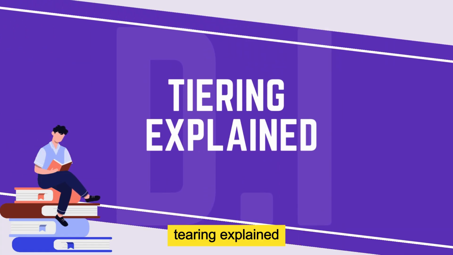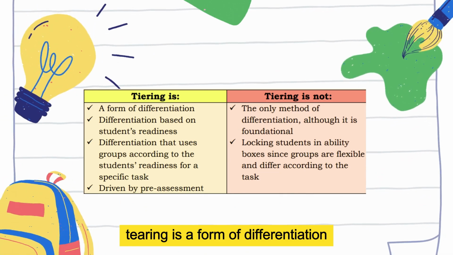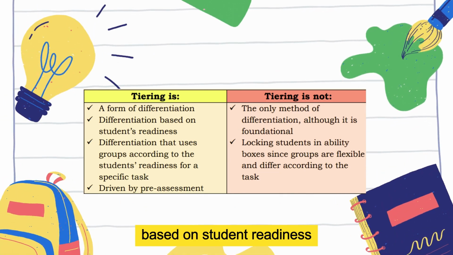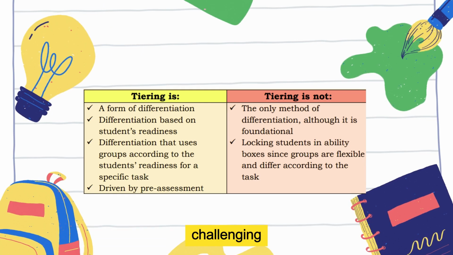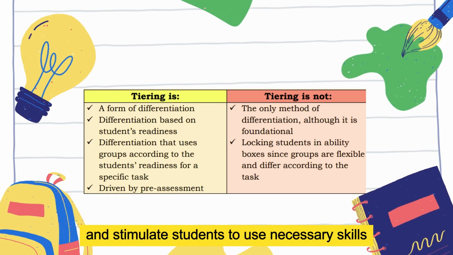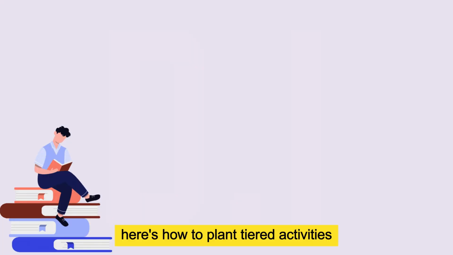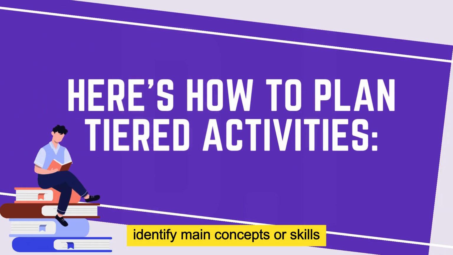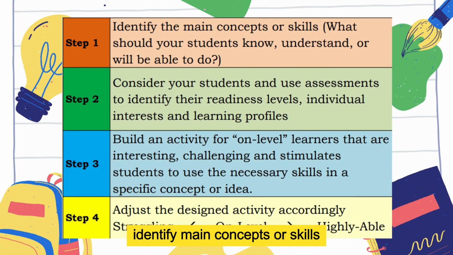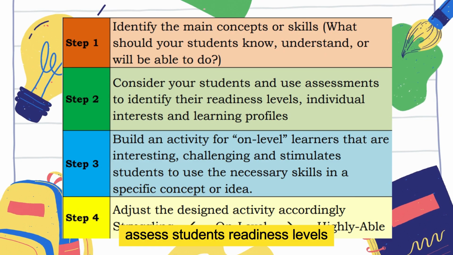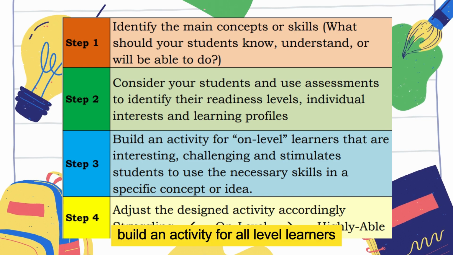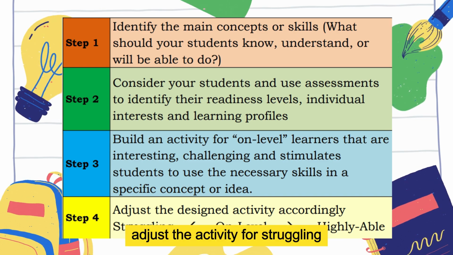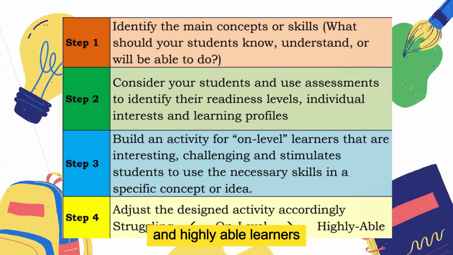Tiering explained. Tiering is a form of differentiation based on student readiness. It involves creating activities that are interesting, challenging, and stimulate students to use necessary skills. Here's how to plan tiered activities. Identify main concepts or skills. Assess students' readiness levels, interests, and learning profiles. Build an activity for on-level learners. Adjust the activity for struggling and highly able learners.